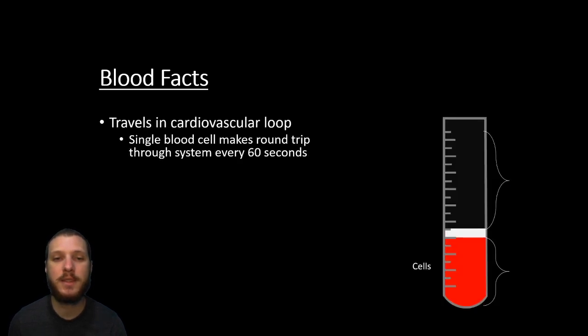Some other blood facts. It's going to travel in a cardiovascular loop. So when we say the cardiovascular system, it's going to be a closed system. All the tubes connect to each other, and they go in a circle around the body, dropping off oxygen, picking up carbon dioxide, and doing that over and over again. It's going to take about 60 seconds for a single blood cell to make it all the way around.